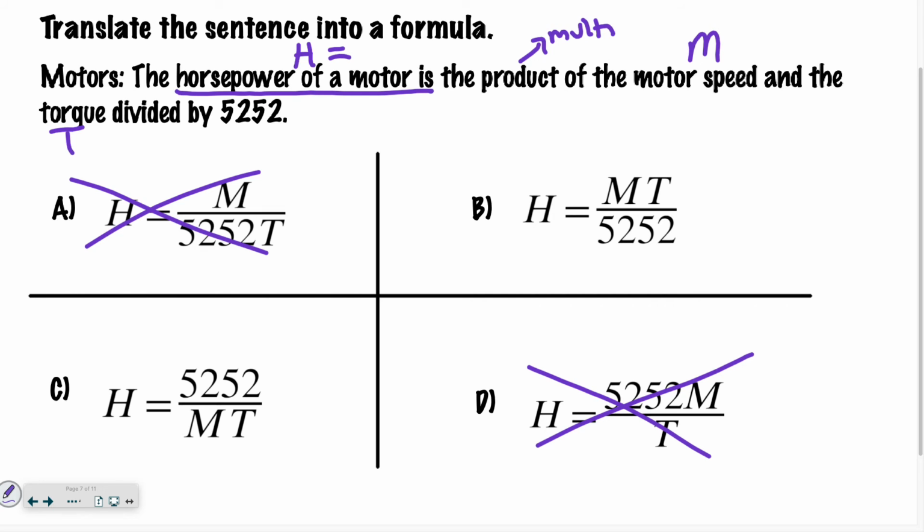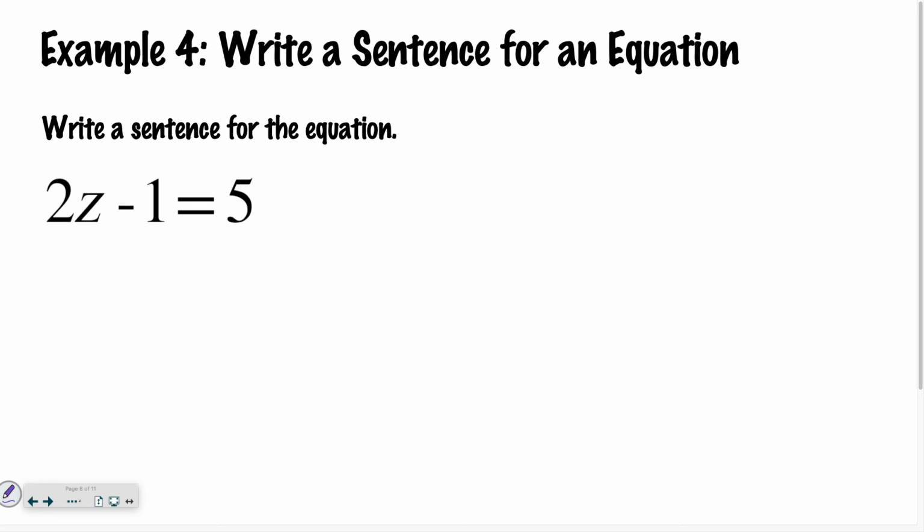The motor speed and the torque are divided by 5,252. So that means letter B has to be my answer, because the motor speed and the torque need to be on the top of my fraction so they can be divided by 5,252. If you have questions about that, please be sure to reach out for some help. And let's move on.